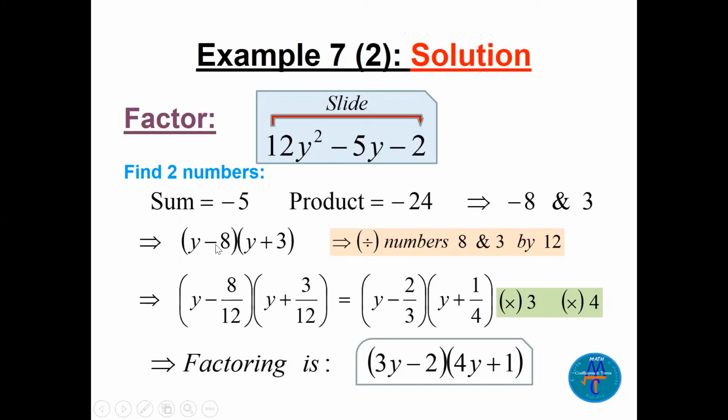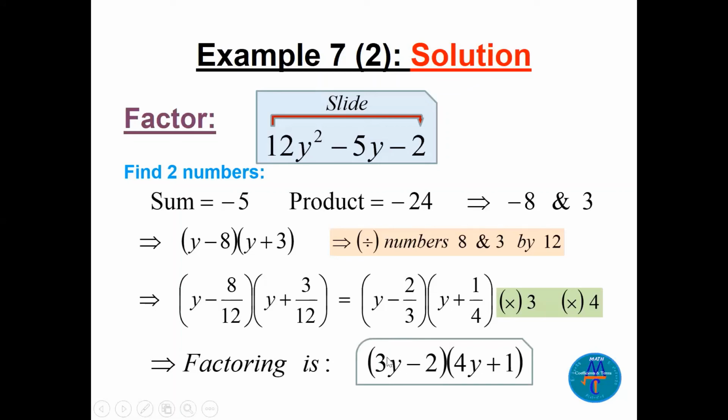So we write y minus 8, y plus 3. Remember, this is not the answer. That's part of the answer on the way. Divide the numbers 8 and 3 by 12, the leading coefficient. So 8 over 12, 3 over 12. Simplify now. This one, you divide by 4, 2 over 3. Divide by 3, 1 over 4. Multiply the first one by 3, so you get 3y minus 2. Multiply the second one by 4, 4y plus 1.